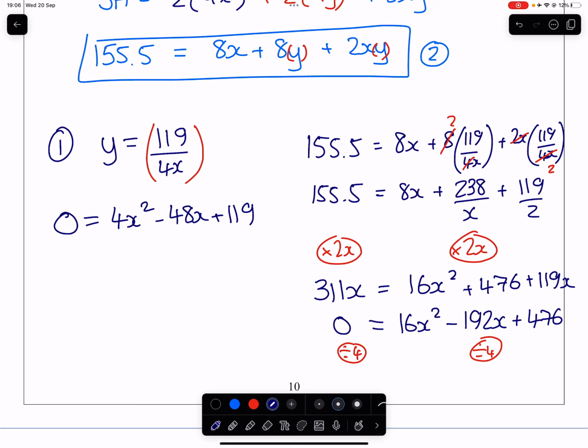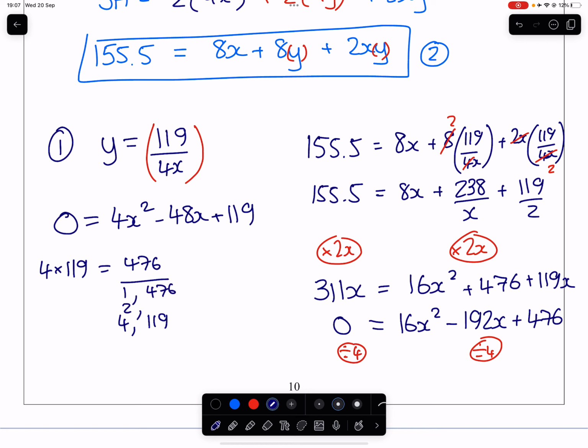This can probably factorize. You could use the quadratic formula, of course, but given that you have non-calculator related stuff coming up, I'm going to do this the non-calculator way. So 4 times 119 gives us a grand total of 476 as the number we're looking for 2 factors from. 4 and 119 obviously go together. 1 and 476 go together.